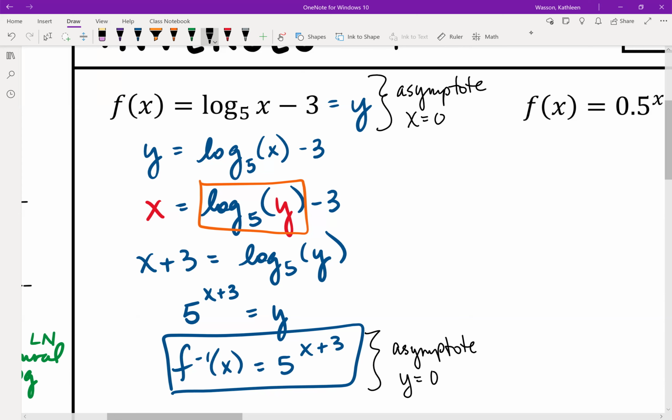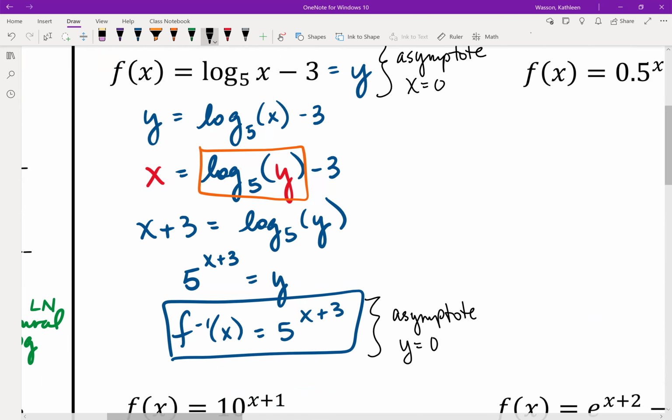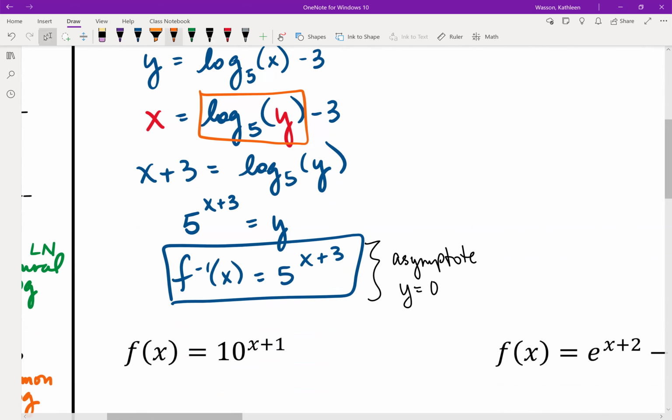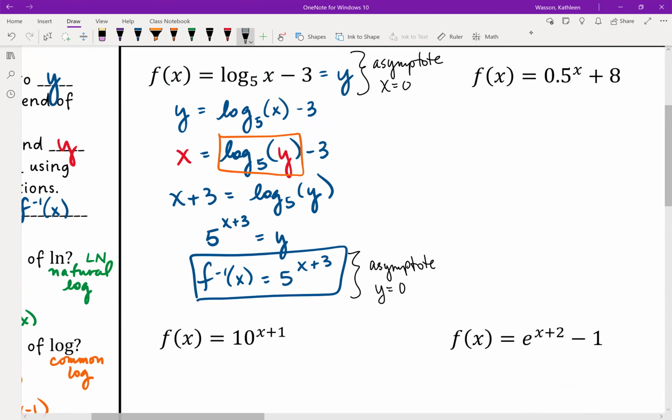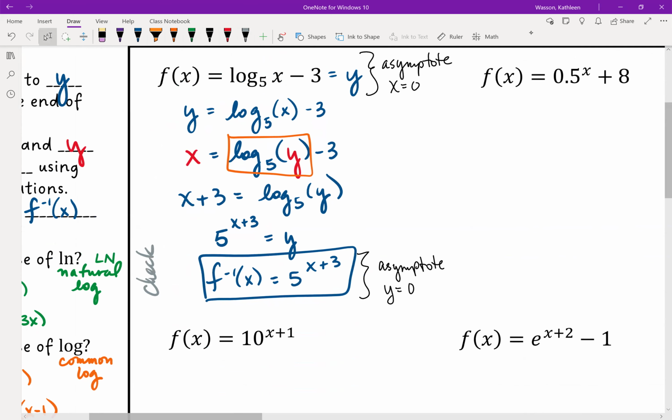You could graph these. They should be a reflection across the line y equals x, because that's an inverse thing. Reflects across the axis of symmetry for inverses, x equals y, or y equals x. Let's write it that way. Y equals x. All right, guys. Let's get some more examples in here.